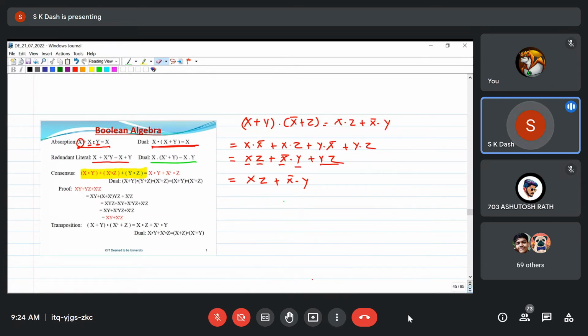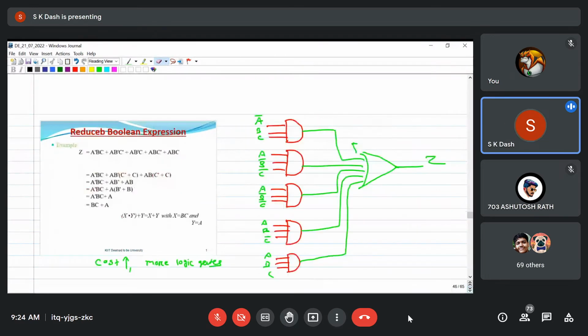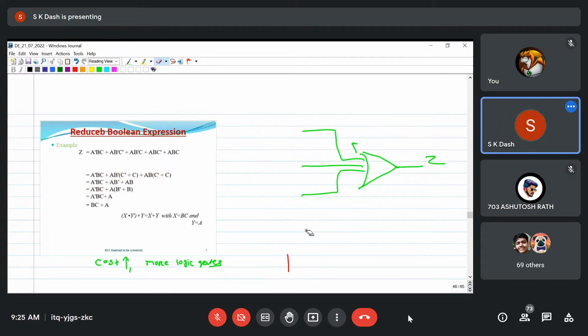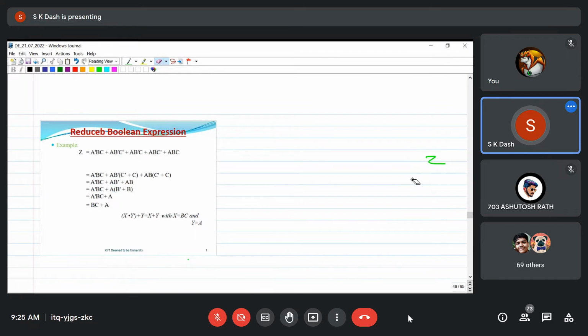So let us try to do this. Let us try to reduce the expression of this and let us see how it will be helpful for us. Now see this expression, check if any theorem can be applied. Now check the second term and third term. Can I take something common? Yes, sir. AB bar can be common. If I take AB bar, this will become C bar plus C.